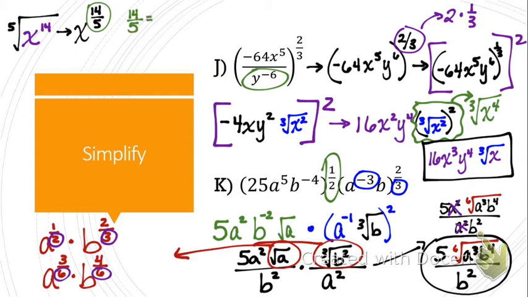So now I'm thinking about this. 14/5 would be what as a mixed number? 2 4/5. So that means that this right here is going to be x squared. That's coming from the whole number. And then the fifth root of x to the fourth. This comes from the fractional part still. Does that help? Yeah. Okay, good.